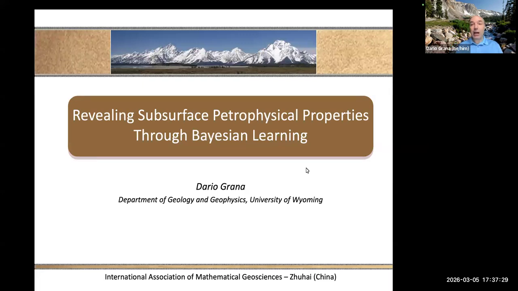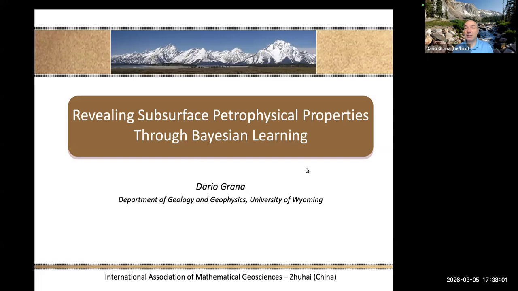My name is Dara Grana. I'm a professor of geophysics at the University of Wyoming. I'm appointed in the Department of Geology and Geophysics and also in the School of Energy Resources, where I'm the director of the Bayesian Learning Consortium. And today I'm going to talk about understanding mechanisms and properties in the subsurface, especially the spatial distribution of petrophysical properties using Bayesian learning. For the students who are not familiar with Bayesian learning.